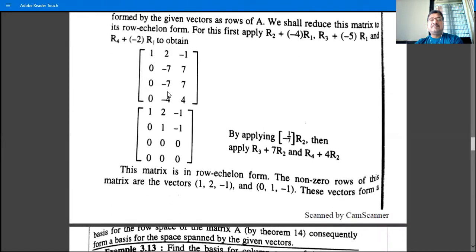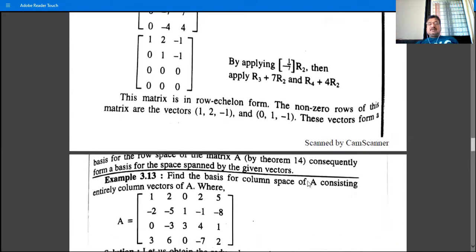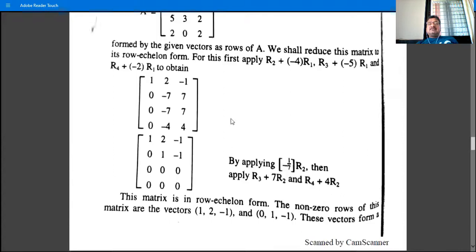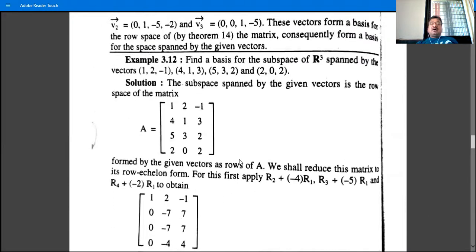And so after application we have this. We have to reduce this minus 7 to 1, so minus 1 by 7 R2 is the operation. We have this, and then reduce this 2 to 0, minus 7 and minus 4. While reducing these to 0, we have all the entries in the third row and fourth row equal to 0. And so this is the row echelon form. And so there are two non-zero rows. What are they? 1, 2, minus 1, and the second row as the second vector. And so this two-element set is the basis for the row space of A.